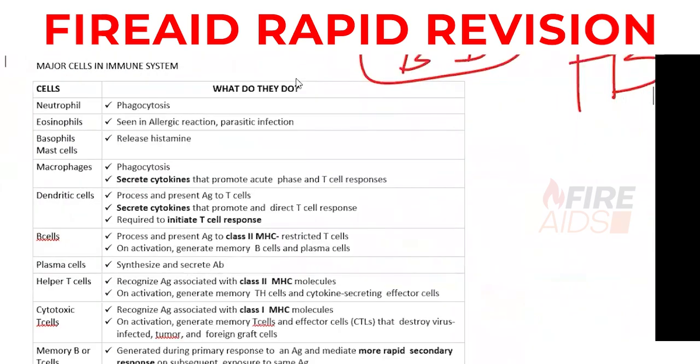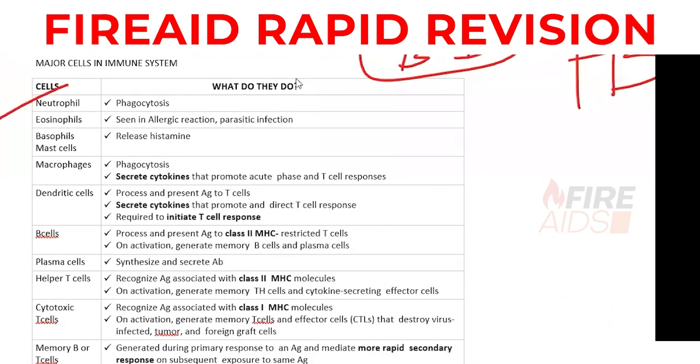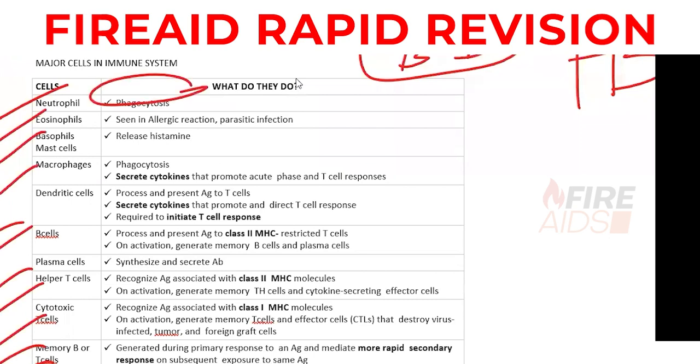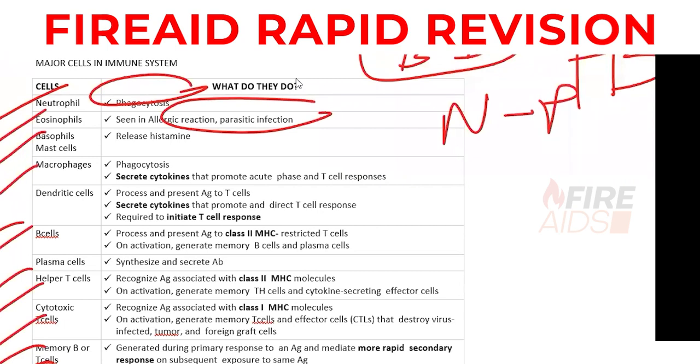Now we have the major cells in the immune system: neutrophils, eosinophils, basophils, mast cells, macrophages, dendritic cells, B cells, plasma cells, helper T cells, cytotoxic T cells, memory cells, natural killer cells. So this many cells you have, and you need to know what they do. Neutrophils eat the bacteria, phagocytosis. They just eat the microbe. Eosinophils, you need to remember two things: allergy and parasitic infection. We already saw these points.